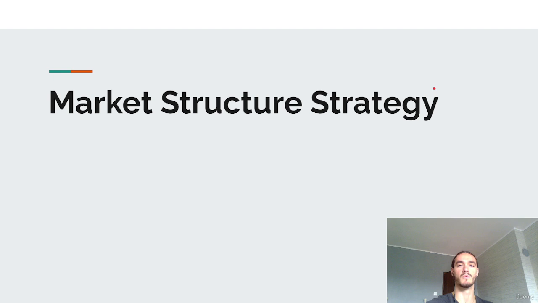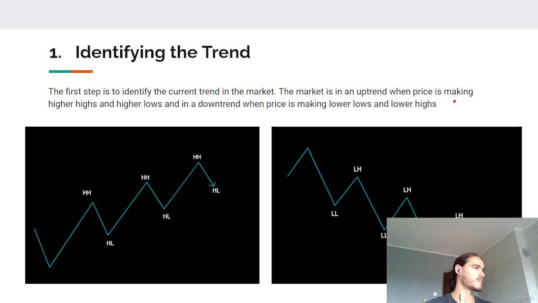Alright, so the market structure strategy revolves around understanding the dynamics of a market trend and using it to your advantage. So here's how it works. Identifying the trend. The first step is to identify the trend. The market is in an uptrend when price is making higher highs and higher lows, and in a downtrend when price is making lower lows and lower highs.